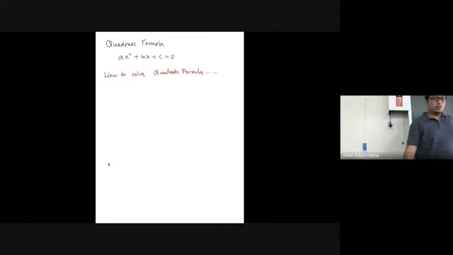The next section will be about quadratic formula. Actually, it's about polynomial, but I want to start with quadratic formula. So you have ax squared plus bx plus c equals 0. This is just the standard form. Okay, how to solve quadratic formula. Solve meaning you need to find the x as your solution. x is equal to what?